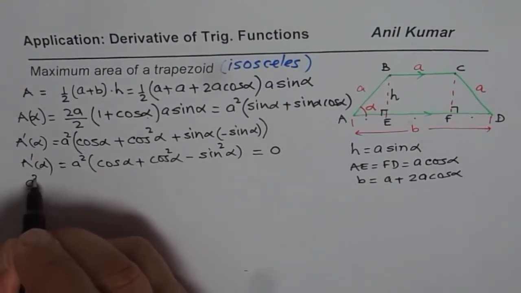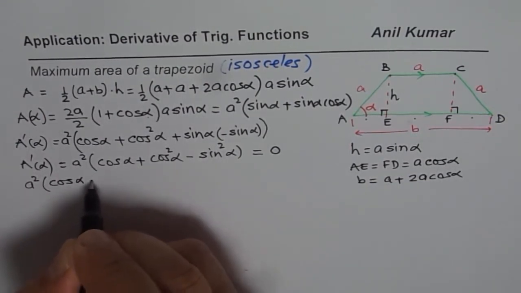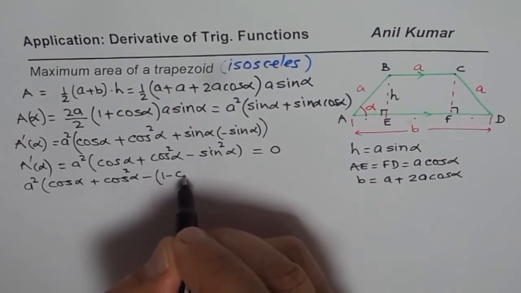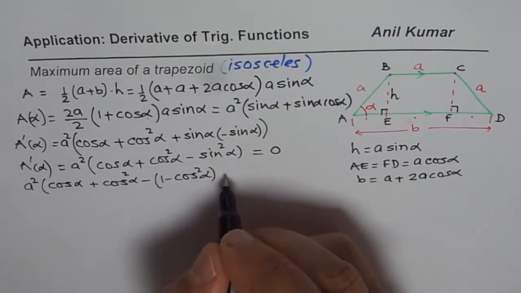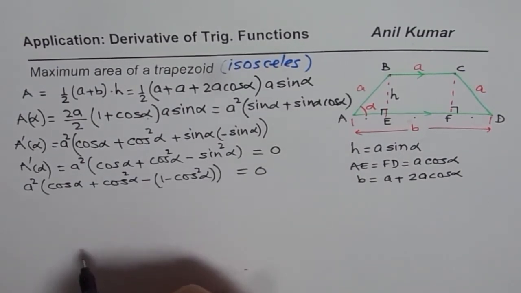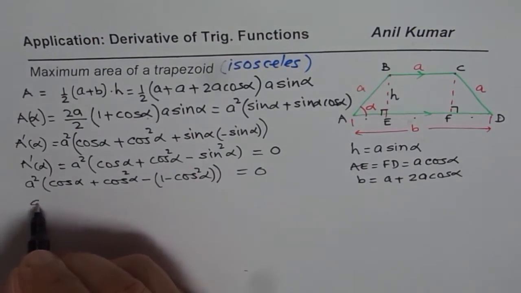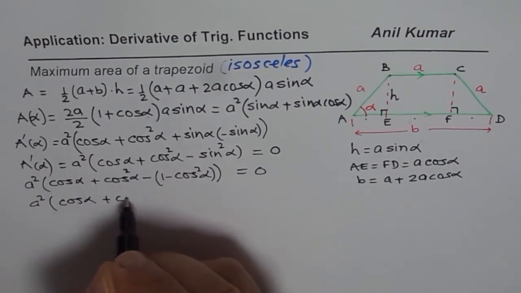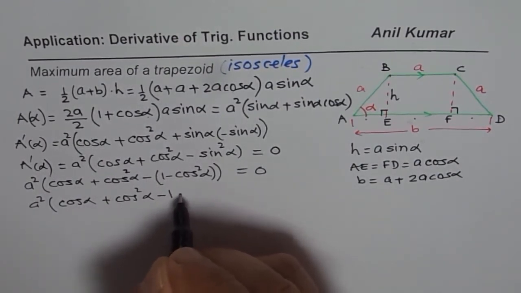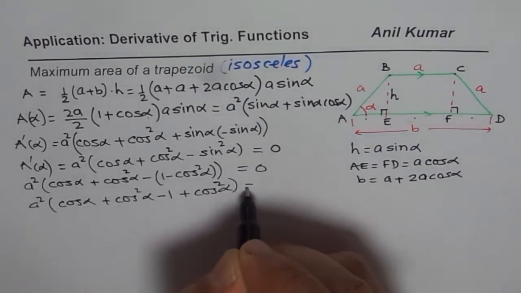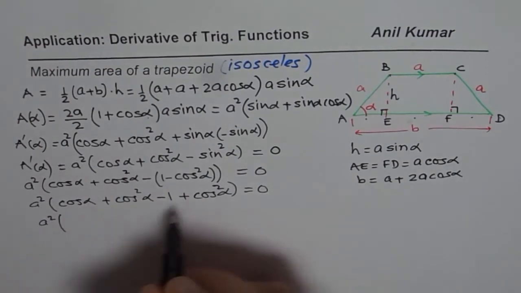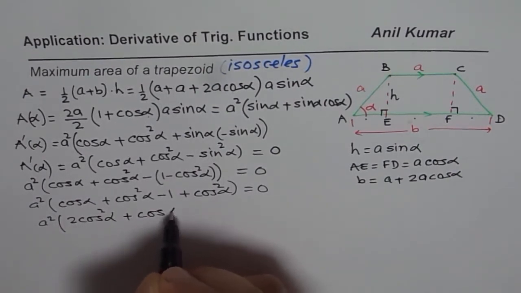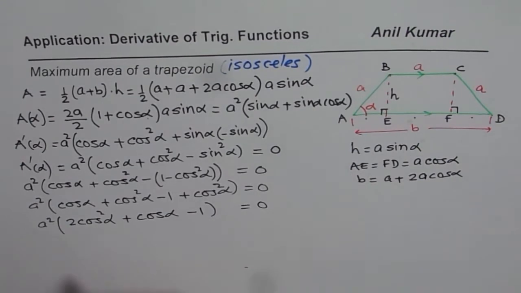So let's do it. So we have a square times cos alpha plus cos square alpha minus, for sine square alpha, I'm writing 1 minus cos square alpha, equals 0. So we can open the bracket and then factor. So we have a square cos alpha plus cos square alpha minus 1 plus cos square alpha equals 0, which is a square 2 cos square alpha, then plus cos alpha minus 1 equals 0.